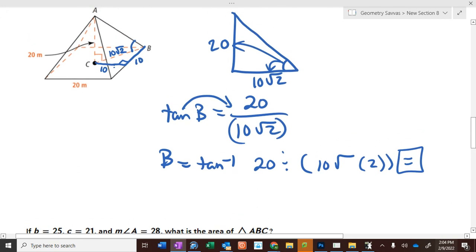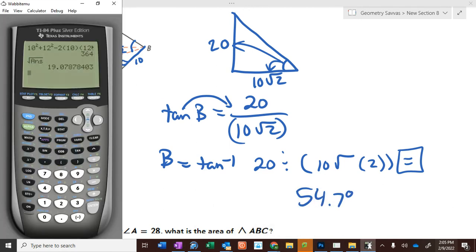What'd you get for B? What? That seems a little high. Yeah, that seems more like it. 54.7. So on my calculator, I would go second tangent, and it makes a parenthesis, and I go 20 divided by, and then parenthesis 10 square root of 2, move over outside the parentheses and go parenthesis, parenthesis, and hit equals. Oh, I did tangent. I got to do inverse tangent. So if I go back here and hit second tangent, 54.7.